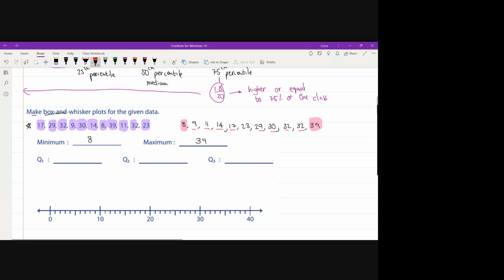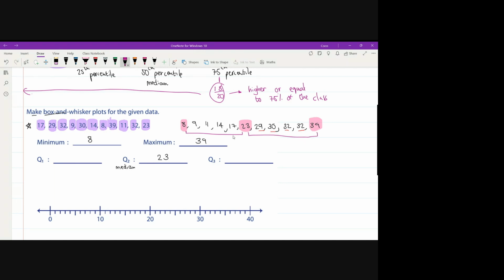And the middle number that we're looking for over here is 23. So that means our median, or our Q2, remember our Q2 is our median. Q2 is 23, right? Now, we need to find Q1 and Q3. Q1 and Q3 are going to be half of the data that we have on this side and half of the data that we have on that side.